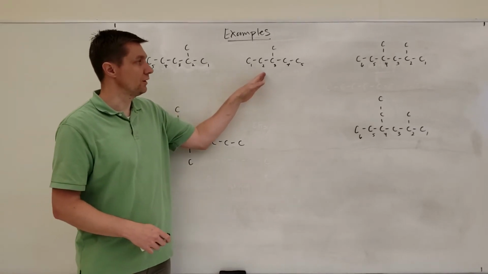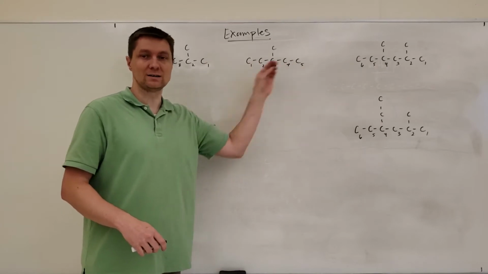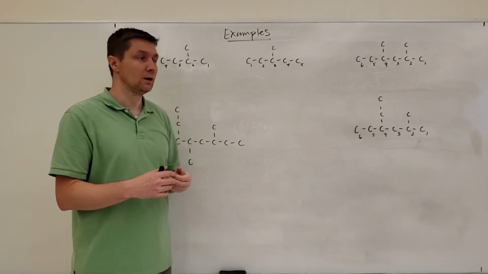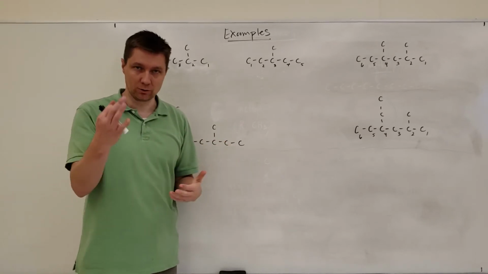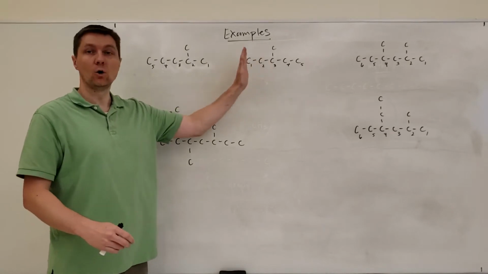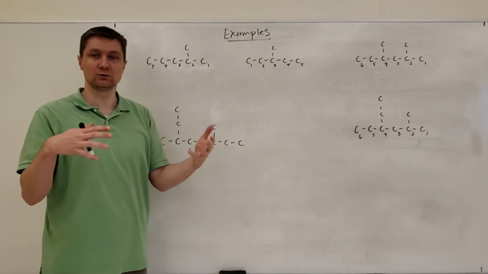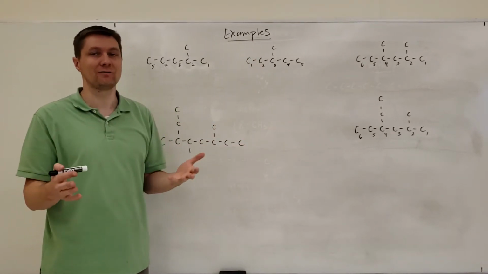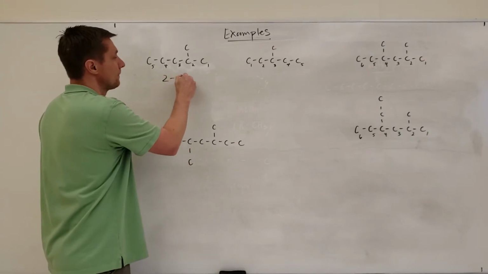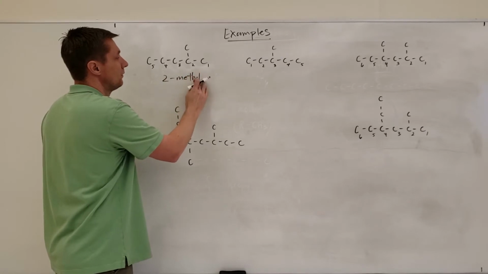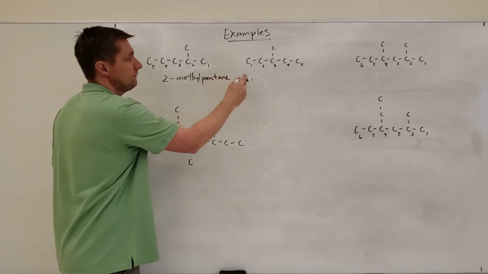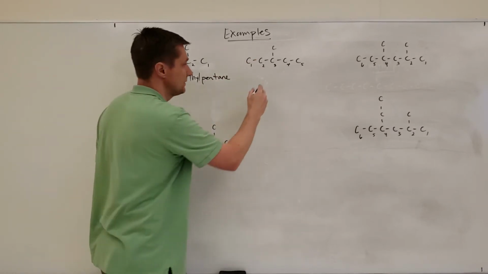You can see over here, I can number it left to right or right to left. Either way, I'm going to get an alkyl branch that's going to be on carbon number 3. But in this case, I still have to put number 3 on there because the alkyl branch could be on carbon number 3 or carbon number 2. And so to distinguish between those two isomers, I have to make sure that I stick a number in there. So this is going to be 2-methylpentane, and this one would be 3-methylpentane.